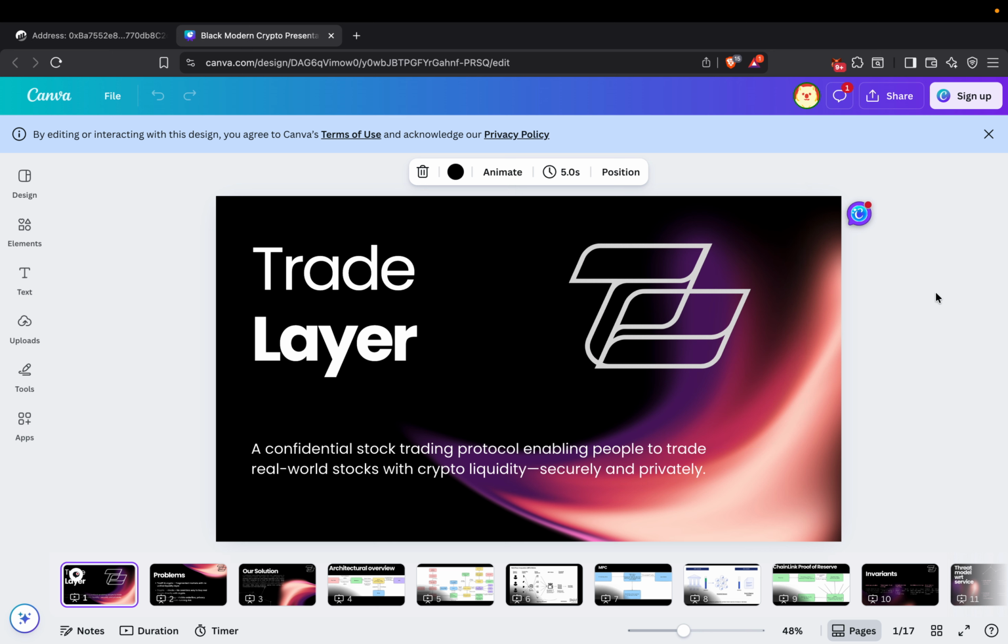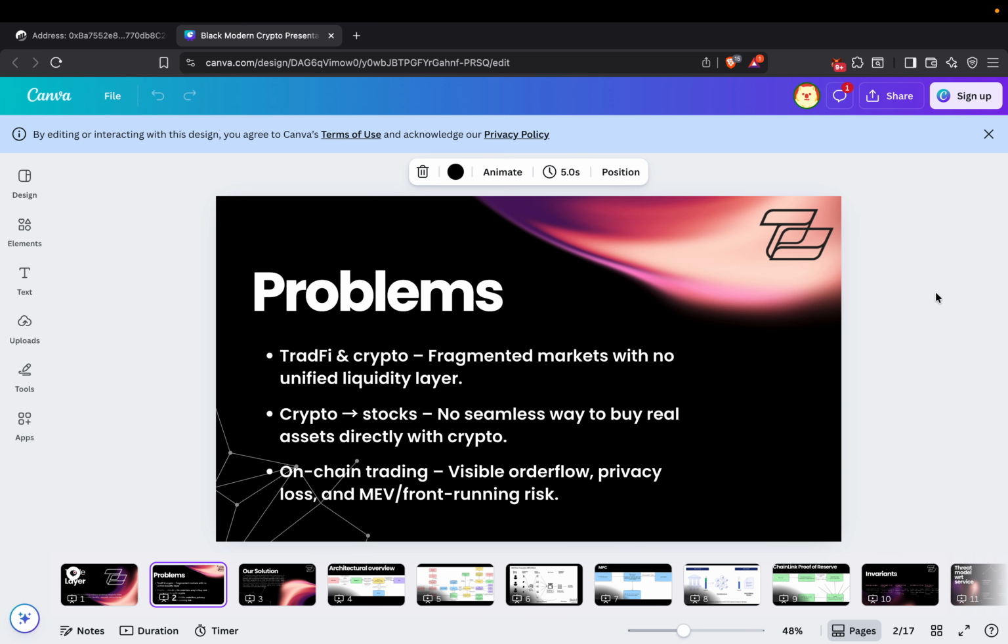Hello everyone. So this is our project Trade Layer, a confidential stock trading protocol enabling people to trade real-world stocks with crypto liquidity securely and privately. So let's understand the problems first.